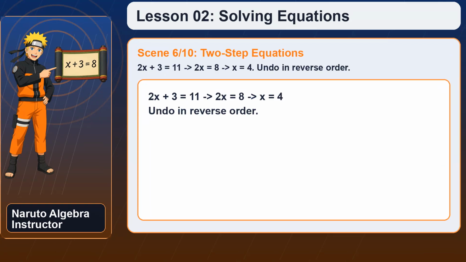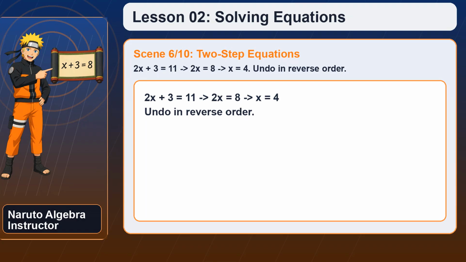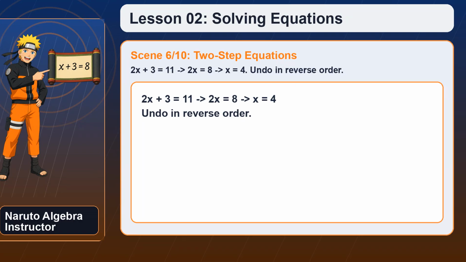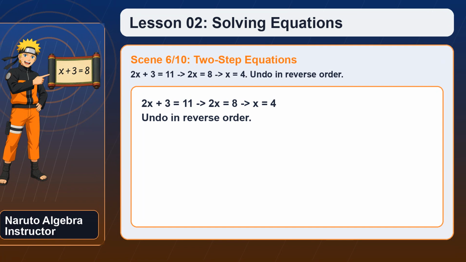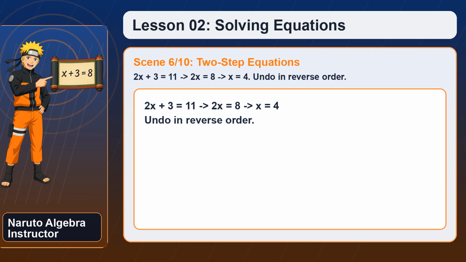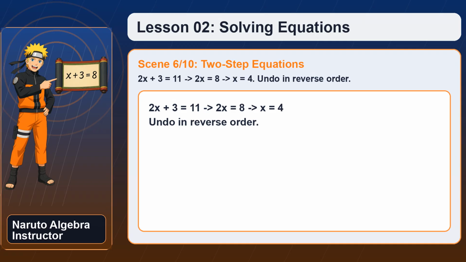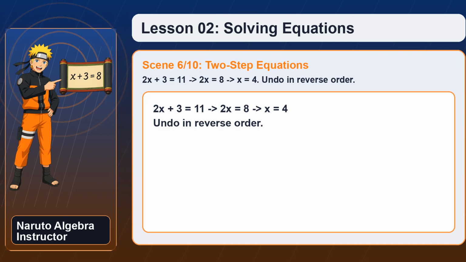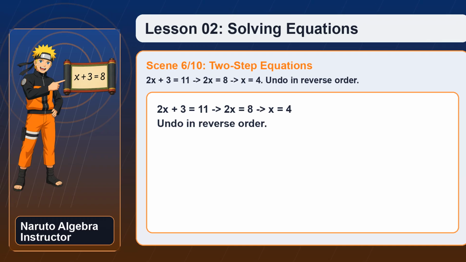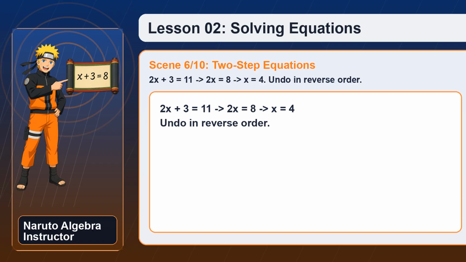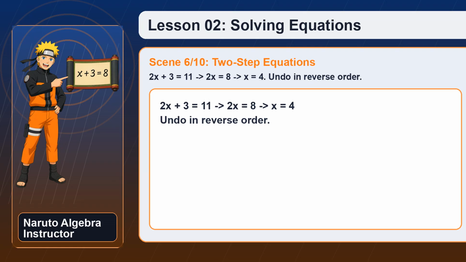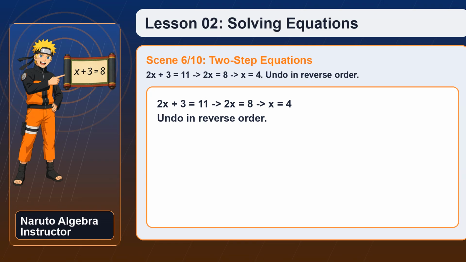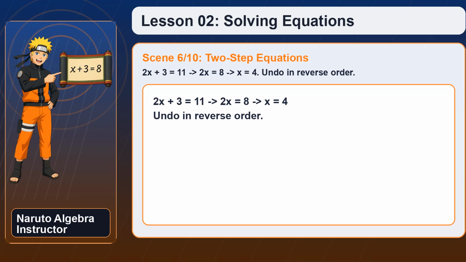Many equations need more than one inverse move. In 2x + 3 = 11, the variable is being multiplied by 2, and then 3 is added. We undo in reverse order, like backing out of a maze. First subtract 3 from both sides. That gives 2x = 8. Then divide both sides by 2. That gives x = 4. The check is quick. 2 times 4 plus 3 equals 11. The value fits, so the equation is solved.